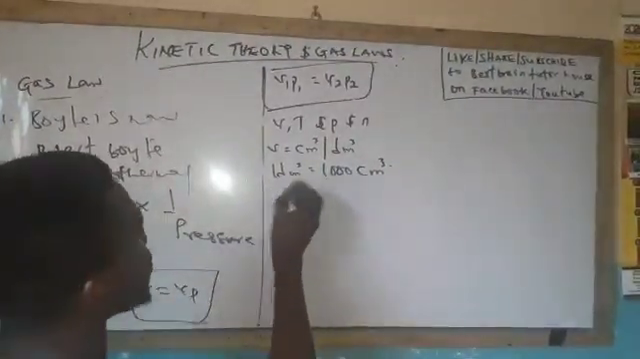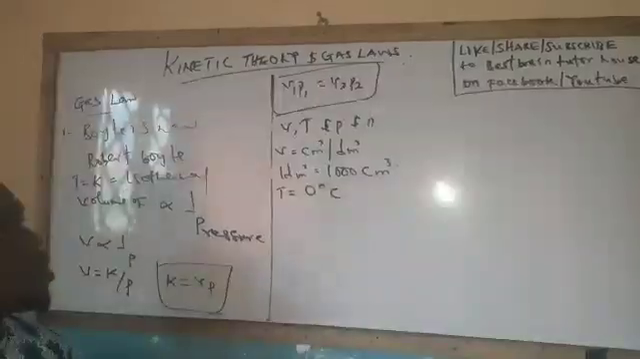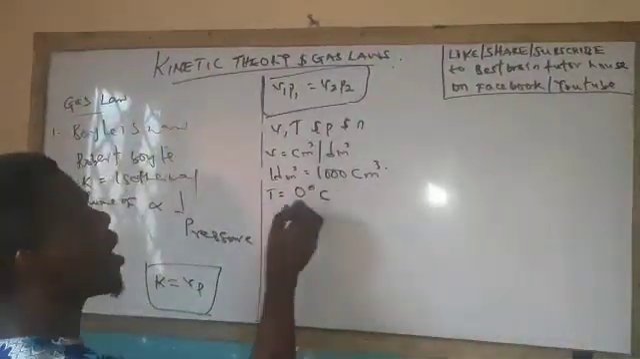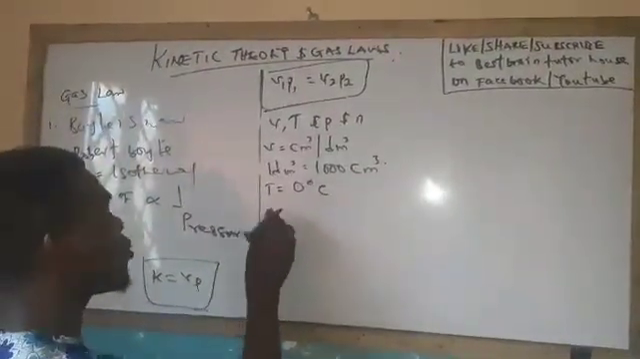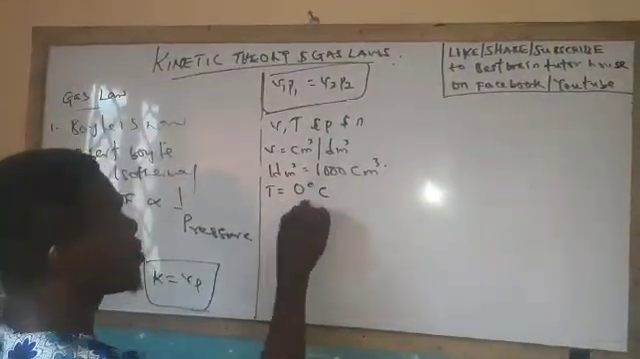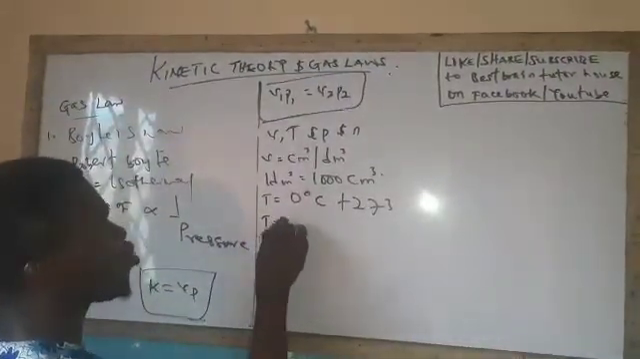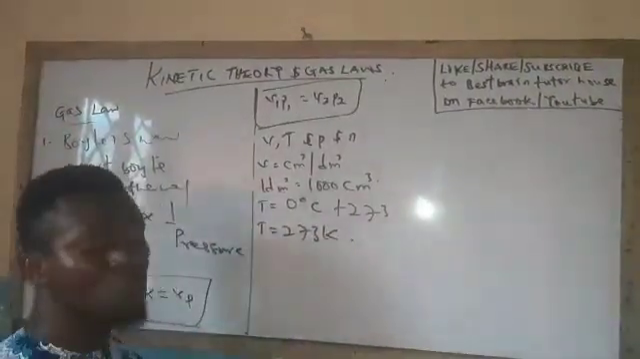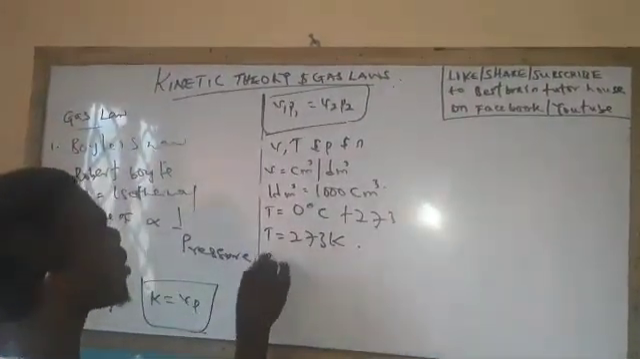Now for temperature, temperature here is expressed in degrees Celsius. The standard form of temperature, that is at STP, is Kelvin. That is 0 degrees Celsius plus 273 gives T equals 273 Kelvin. You understand? Temperature must always be expressed in the standard unit, which is Kelvin.